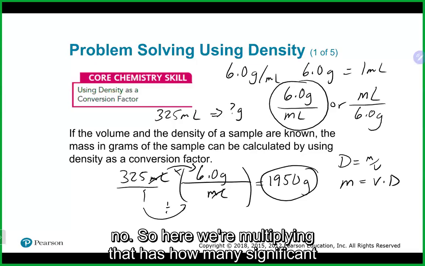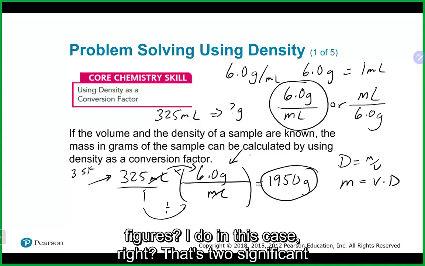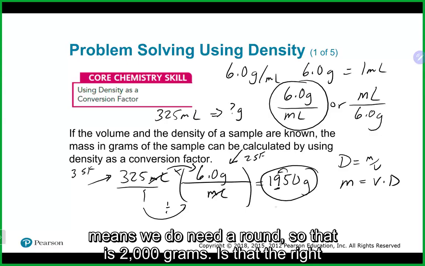I'm going to go with no. Yeah. So here we're multiplying. That has how many significant figures? 3. Do I need to look at the density's significant figures? I do in this case, right? That's 2 significant figures. That means really this guy should end up here, which means we do need to round. So that is 2,000 grams.